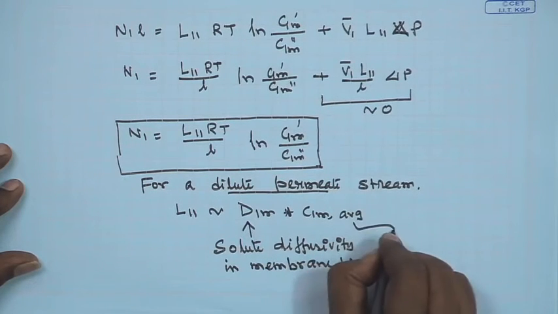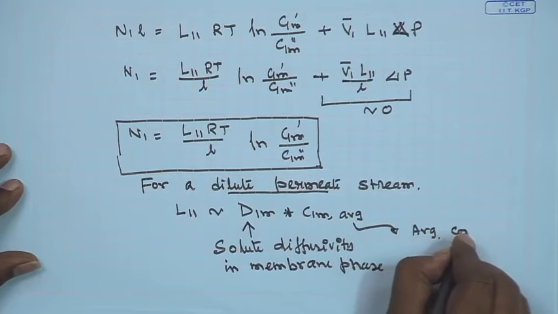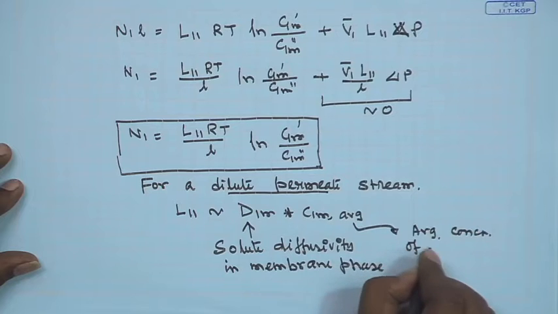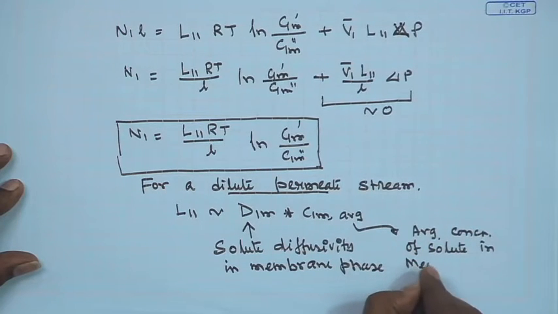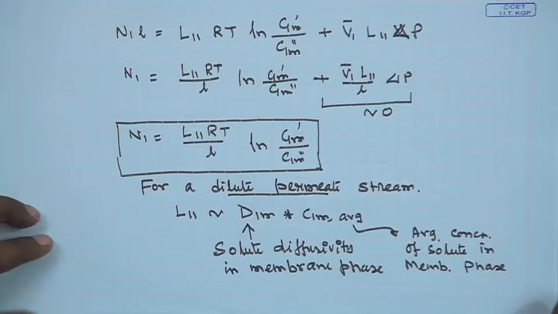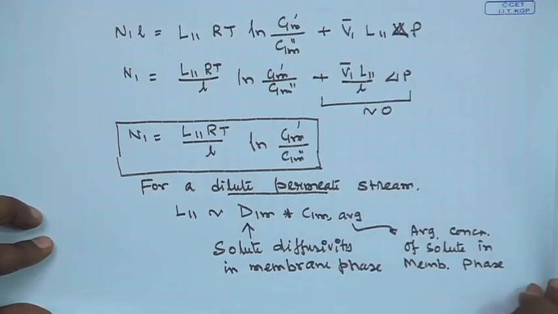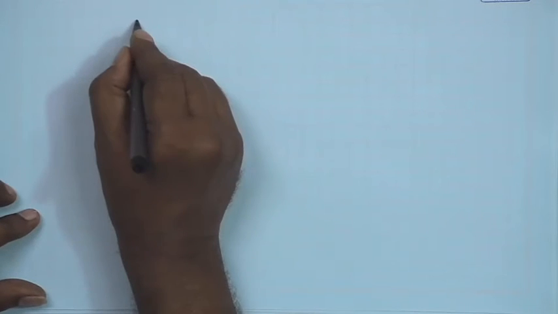And what is C1m average? It is the average concentration of solute in membrane phase. So, once we have this assumption of dilute permeate stream, then let us look how our solute flux looks like.